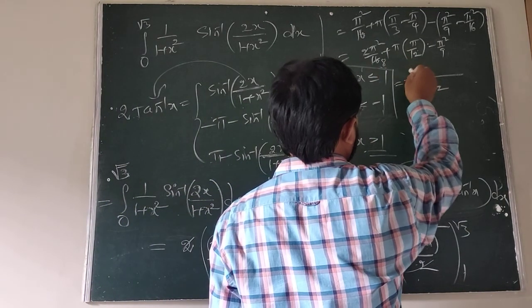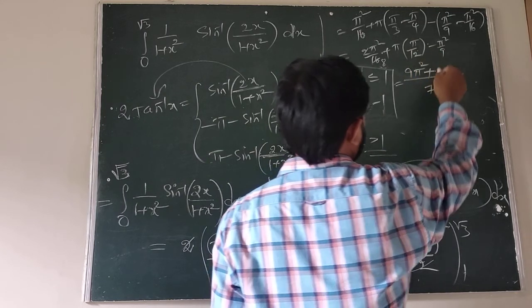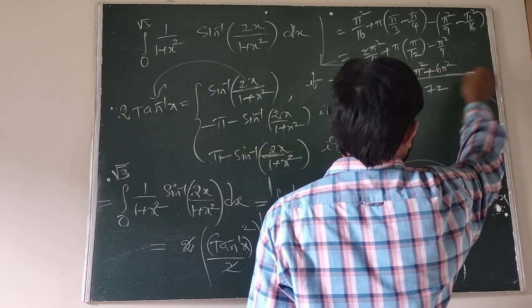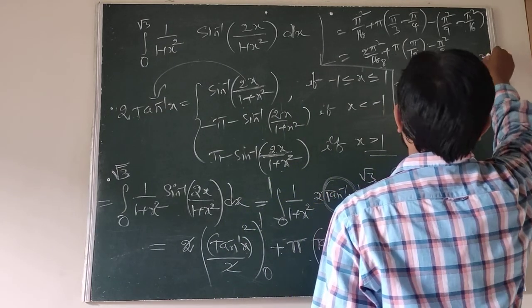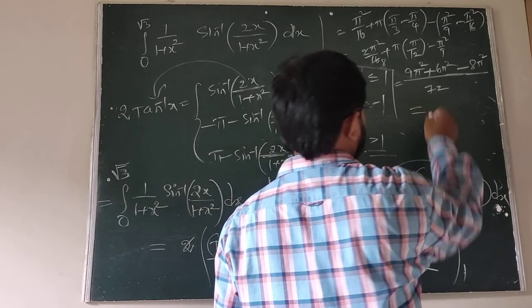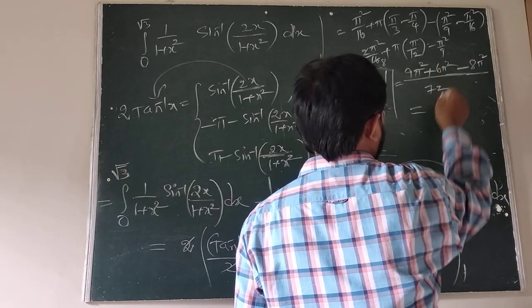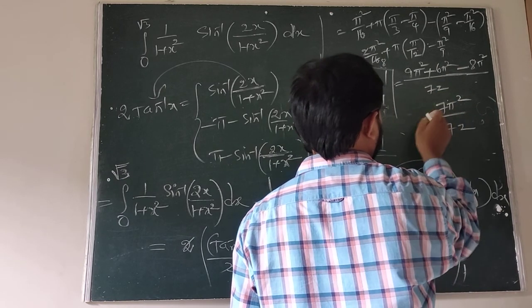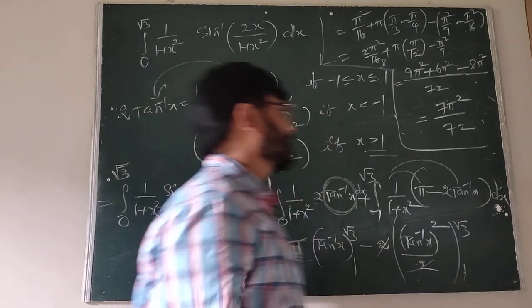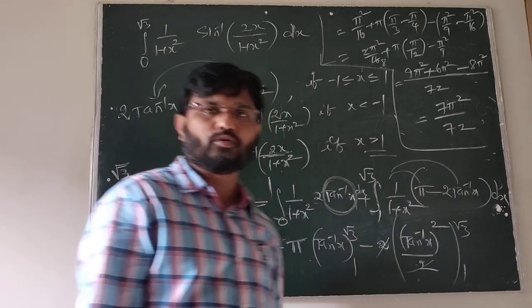Then it will be 9 pi square plus 12, 6 times is 6 pi square, minus 9, 8 times is 8 pi square. Now this is 9 minus 8 is 1, plus 7 is... 1 plus 6 is 7. 7 pi square by 72. The 7 pi square by 72 is the required solution.